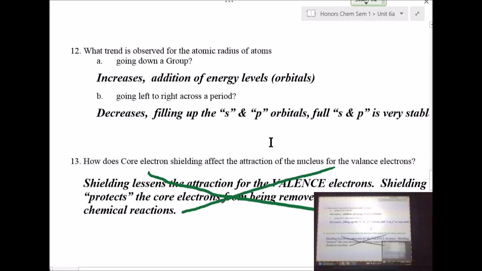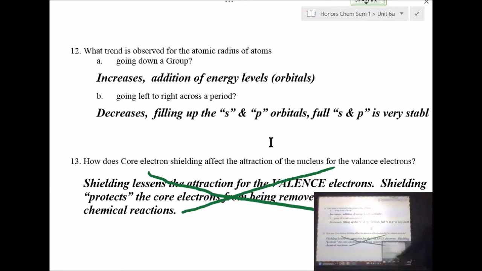All right, number 12. What trend is observed for the following atomic radius of atoms? So moving down the column, what's going to happen? Bigger. Okay, it doesn't matter if it's neutral or ionic. Regardless, it's going to get larger. The reason is because we're adding electrons to orbitals of different energy levels. So as you fill up this energy level and then move on to this one, we get bigger. Move on to the next one, we get bigger.